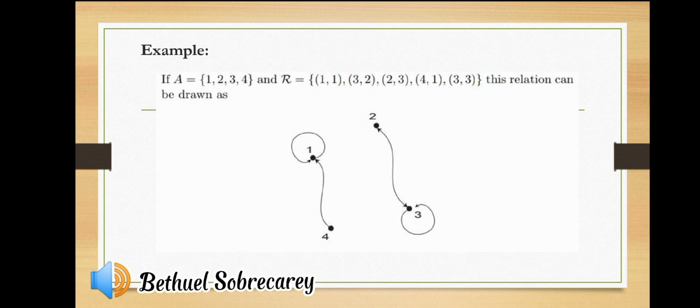So we have ordered pair (2,3). The arrow from 2 goes to 3. Next is ordered pair (4,1). The arrow goes from 4 to 1. And lastly (3,3). So the arrow from 3 goes back to 3.